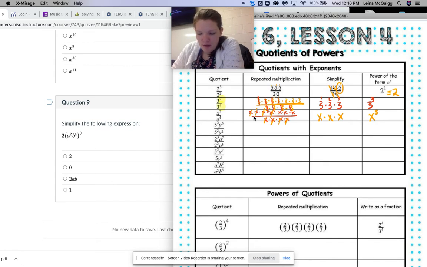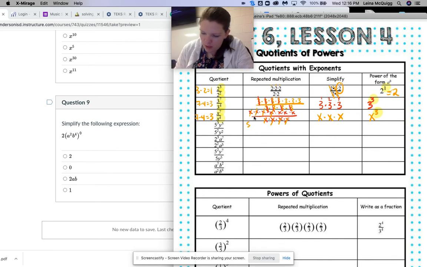We had a 7 and a 4, and we ended up with 3. We had a 2 and a 3, and we ended up with 1. So what I see is that we did 3 minus 2 and got 1, an exponent of 1. We did 7 minus 4 and got 3. Okay? So let's see if that works again.